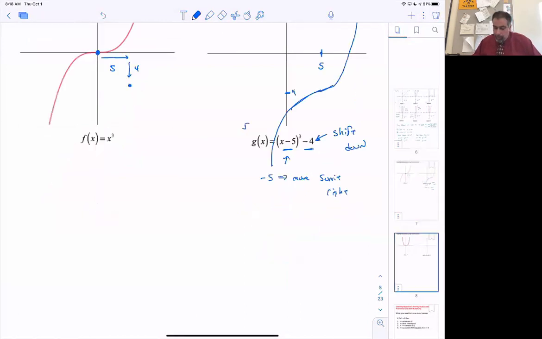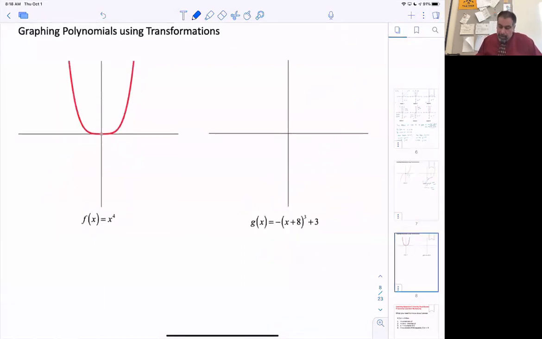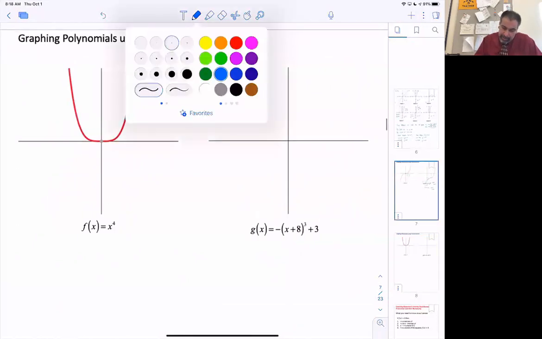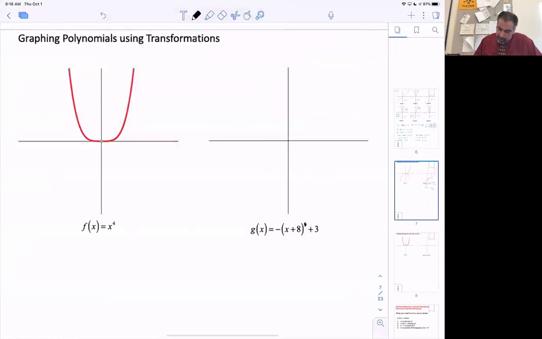We're going to look at one more before we end. On this one, this guy here, I've got a little typo. I'm going to fix this. This guy here should not be a 3. That should be a 4. Okay, so we're going to take this x to the 4th shape, and we're going to translate it. But this one has kind of a tricky part to it. It's got this negative here.